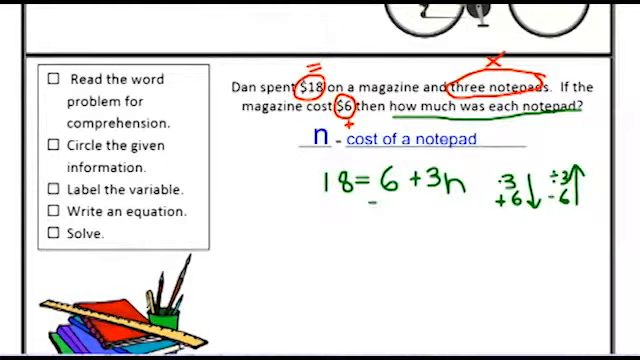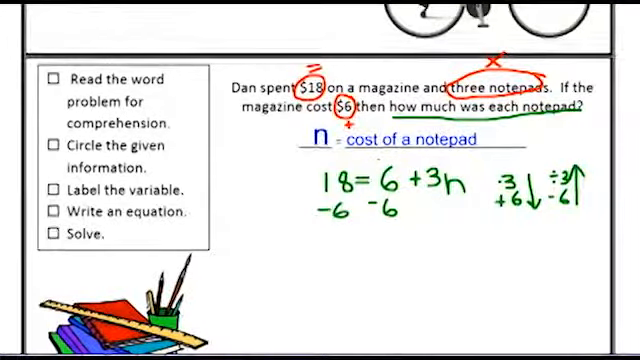Minus 6 from both sides. 6 minus 6 gives me my identity of 0. 18 minus 6 is 12. Remember, you have to do it to both sides. These are all calculator moments, boys and girls. I'm left with 3n because 6 minus 6 was my identity of 0. Next, it tells me I'm going to divide by 3.